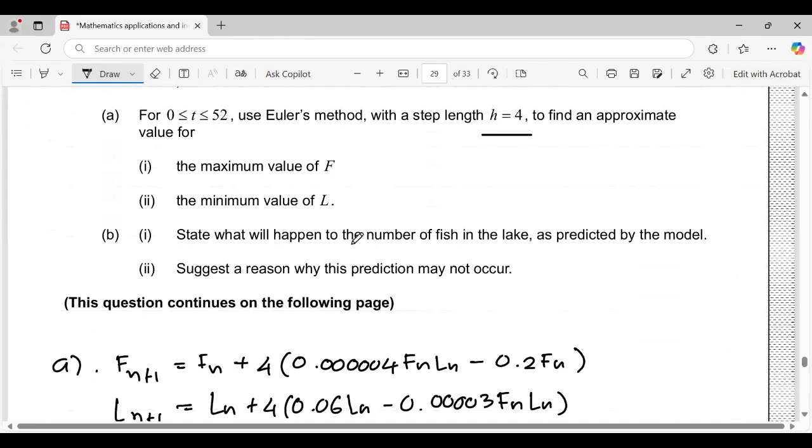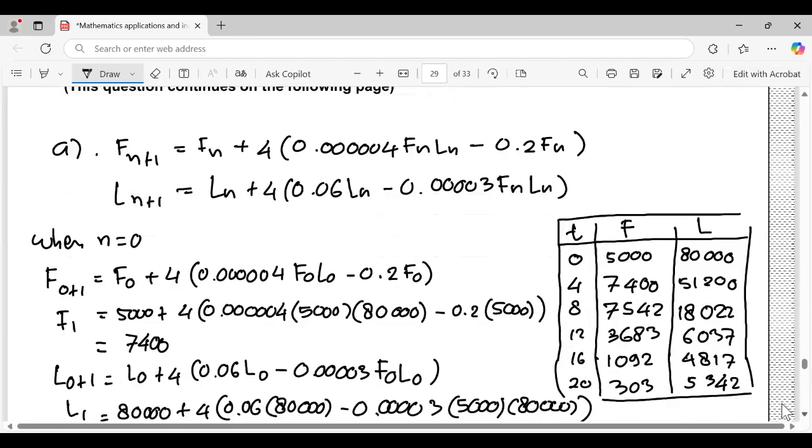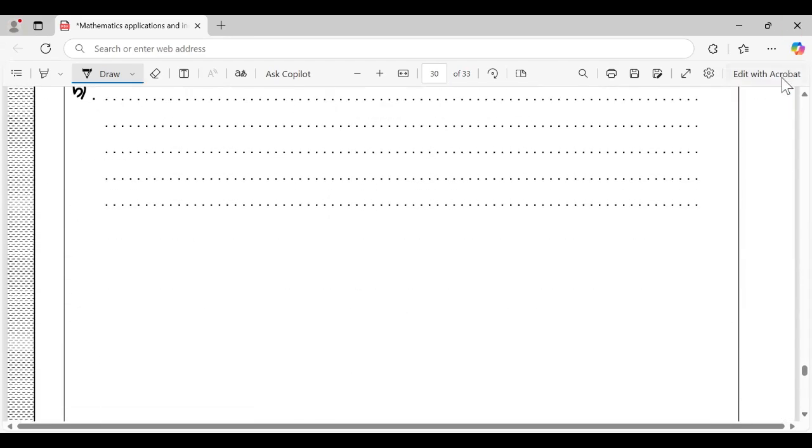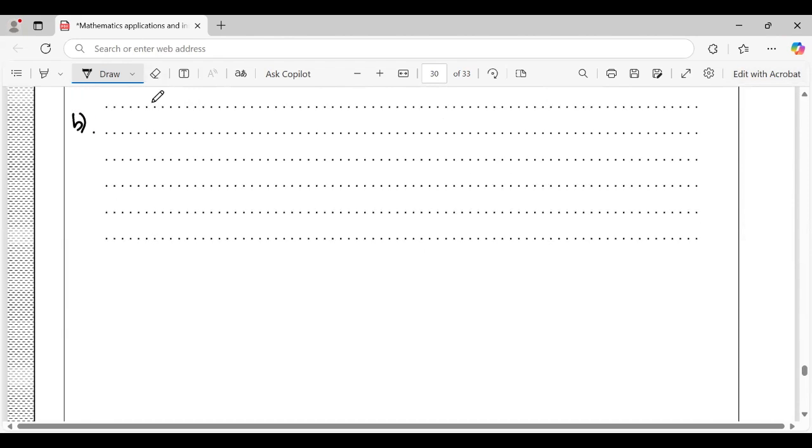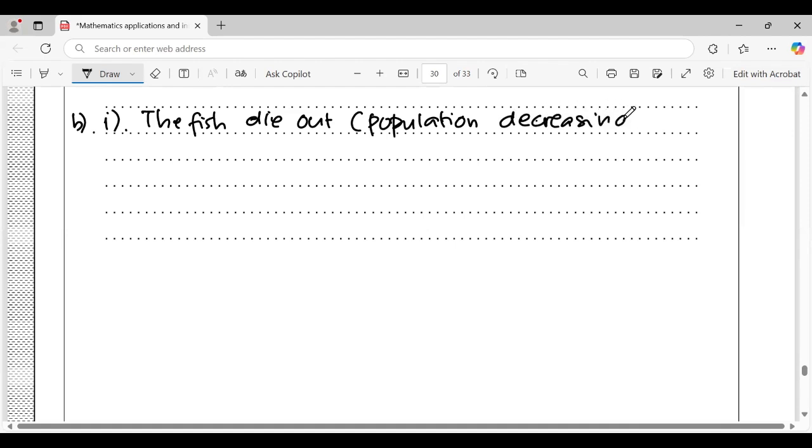State what will happen to the number of fish in the lake as predicted by the model. The fish population decreasing, the fish die out, and the population becomes 0.